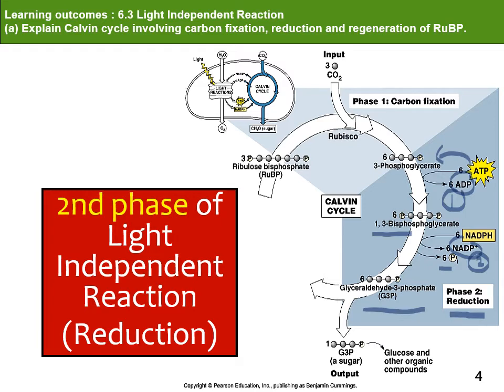Okay, so after fixation and reduction, we would have 6 molecules of G3P. One molecule will exit the cycle to be used by the plant, and the other 5 molecules must remain in the cycle to regenerate 3 molecules of RuBP.